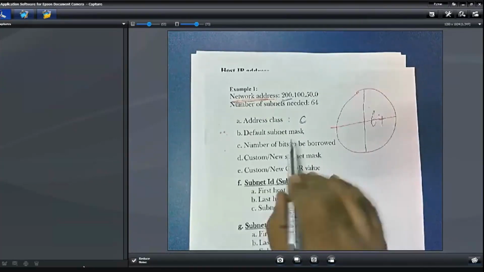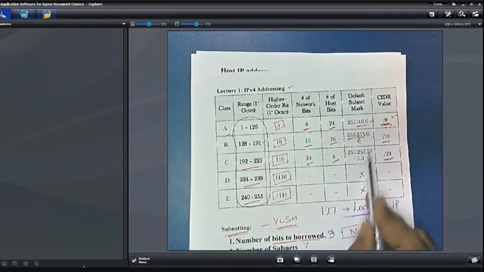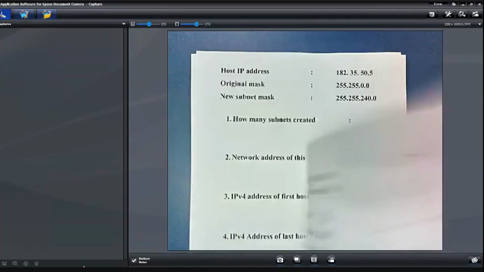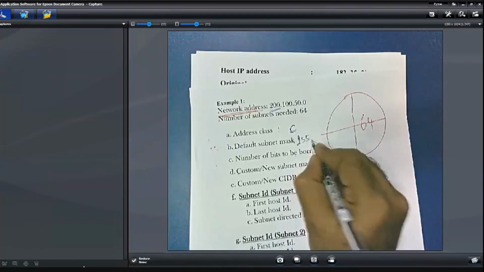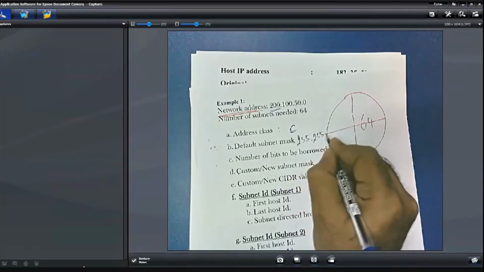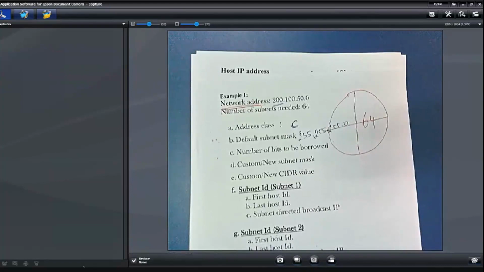Okay, what is the default subnet mask? The default subnet mask you can see here. It is 255, 255, 255, 0. Now I'm going to write the default subnet mask: 255.255.255.0. This is the default subnet mask.